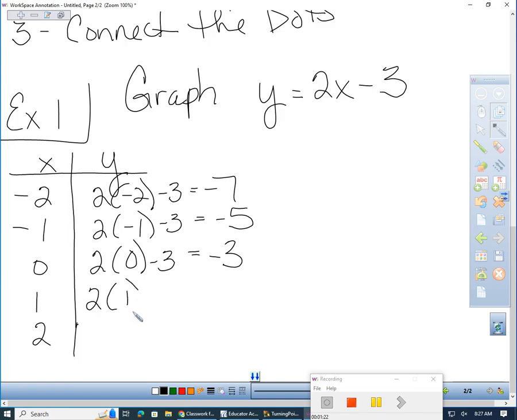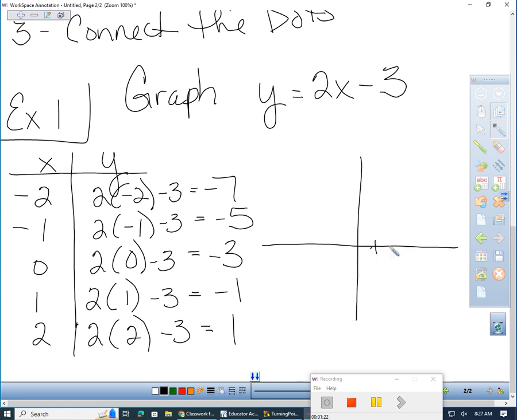2 times 1 minus 3. 2 times 1 is 2, minus 3 is -1. And the last one I have is 2 times 2 minus 3. 2 times 2 is 4, minus 3 is +1. So then you're going to graph it. Now, before I graph this, because x is to the first power, this should make a line, right?